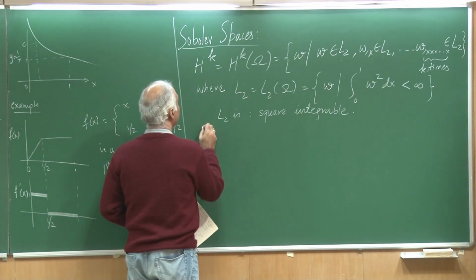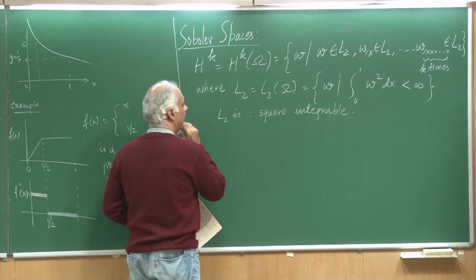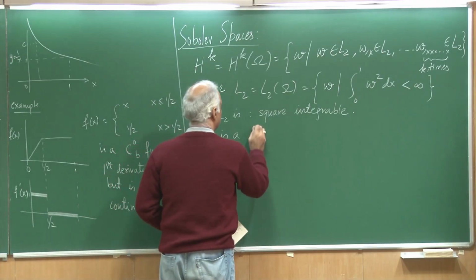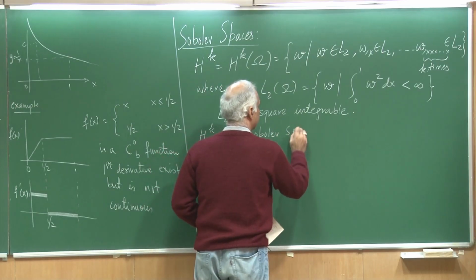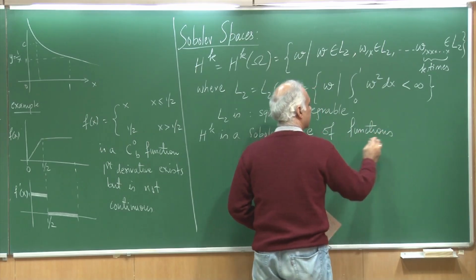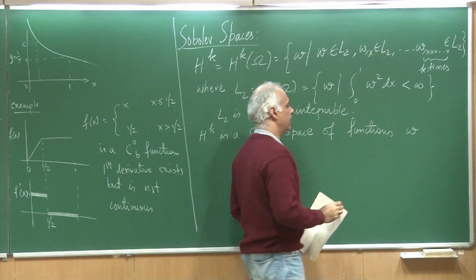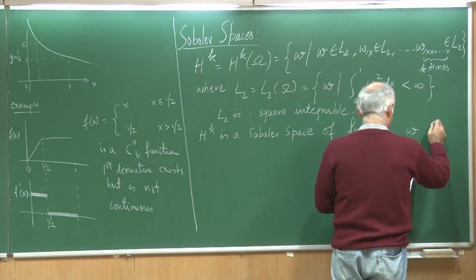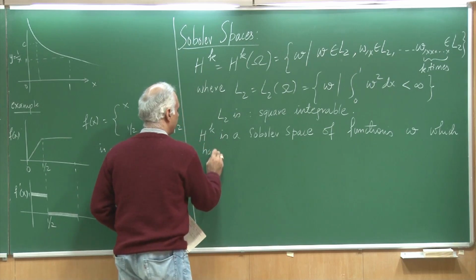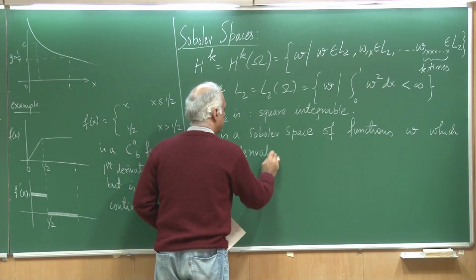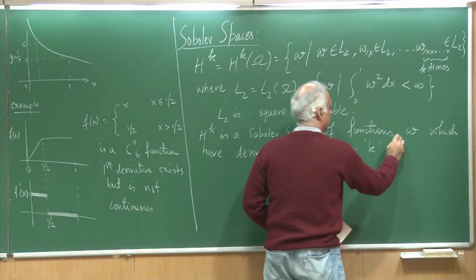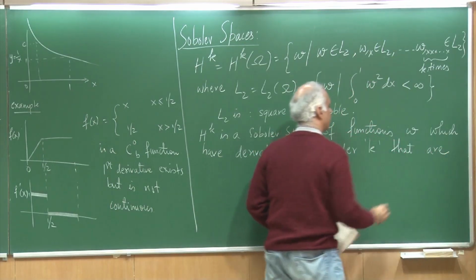Okay. So Sobolev spaces consist of functions W. So Hk is a Sobolev space of functions W which have derivatives up to order K that are square integrable.